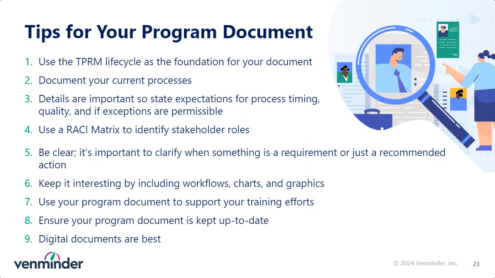Okay, so here's some good tips for your program documents. First of all, use that third-party risk management lifecycle as the foundation for your document. It makes it really easy. You can start in onboarding and talk about planning, who's responsible for what, what are the activities in that stage, who needs to approve it, be consulted, informed, etc. Always make sure to document your current processes, right, not aspirational ones. And details are really important here, so make sure you state any expectations for timing, for deliverables, quality, and if it's possible to give an exception. If it is, how do they do that?